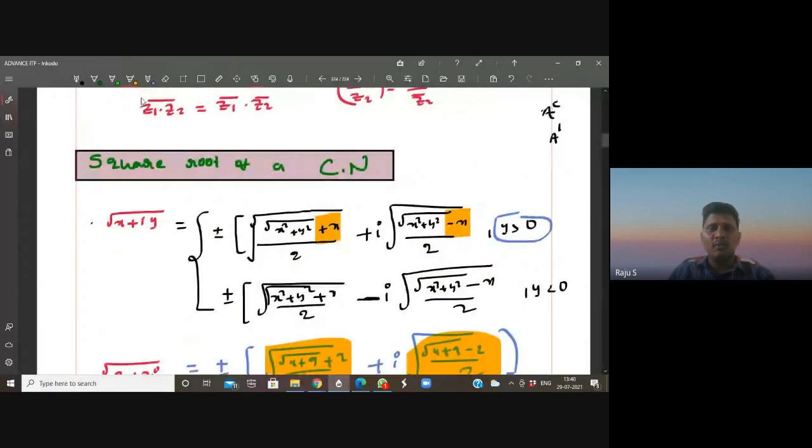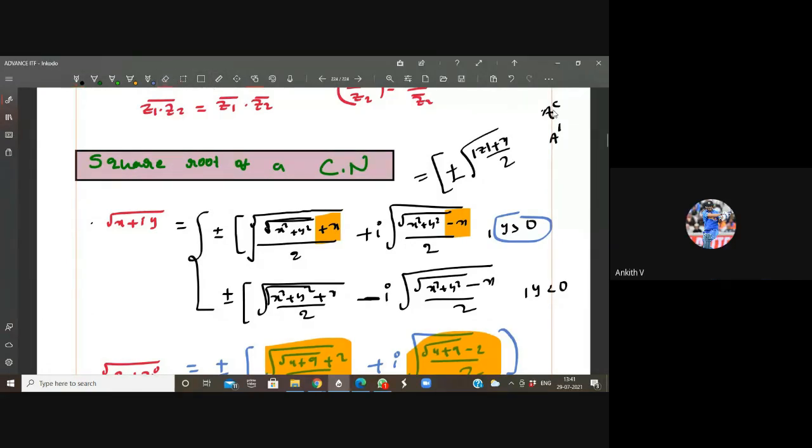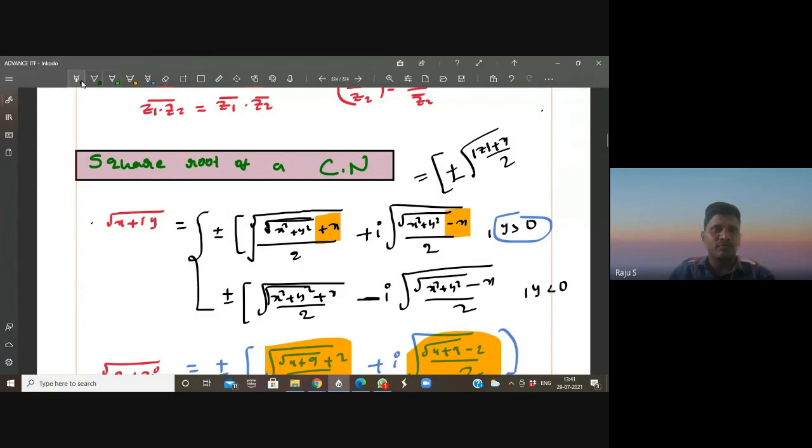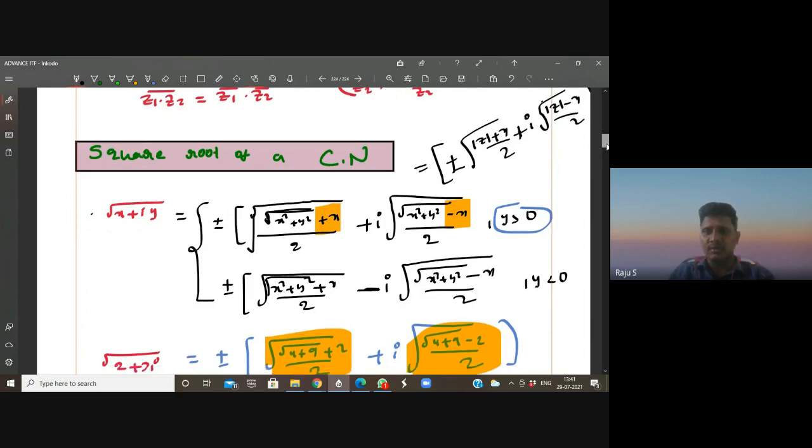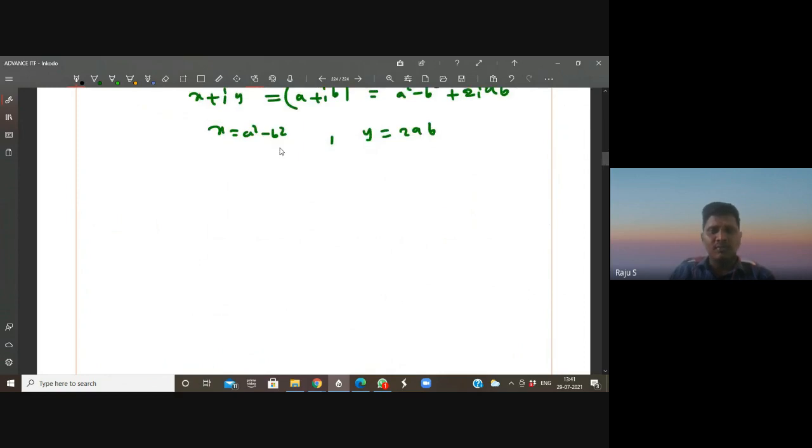Again, if you want to write it in the simplest form, the same formula we may write like this also: plus or minus square root of, root over modulus z plus x by 2, plus iota times root over modulus z minus x by 2, where modulus z is root over x square plus y square. Shall I write modulus z? Yes or no, students? Yes, sir. That's all, a simple form. You may remember any one of the formulas.